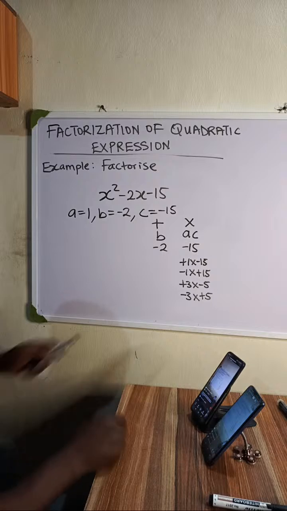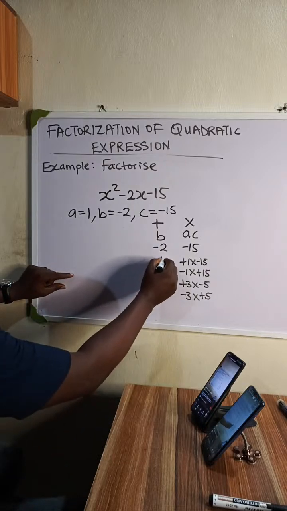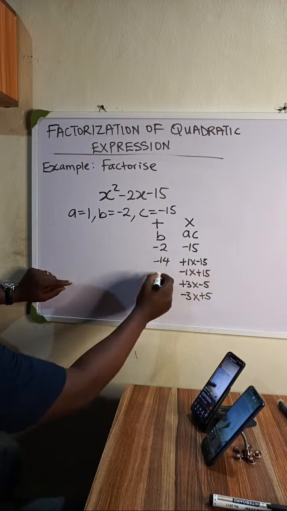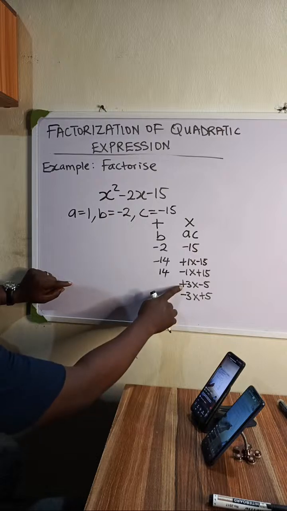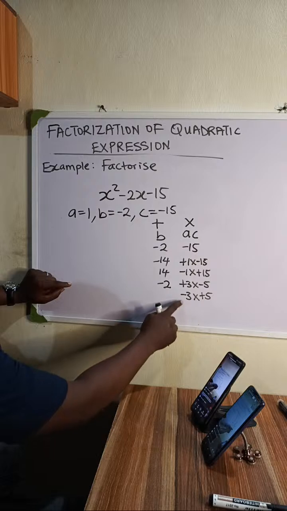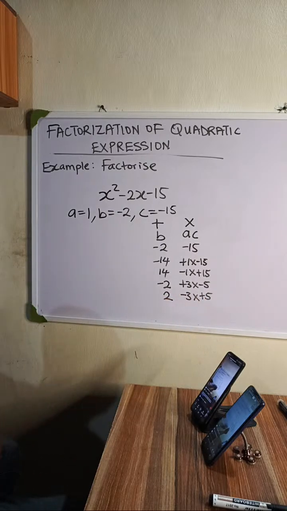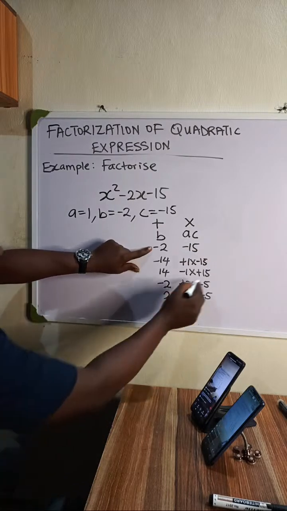But plus 1 minus 15 will give us -14. Minus 1 plus 15 will give us 14. Plus 3 minus 5 will give us -2. -3 plus 5 will give us 2. So the only combination that is going to give us -2 is this.